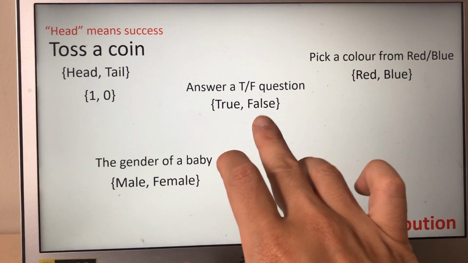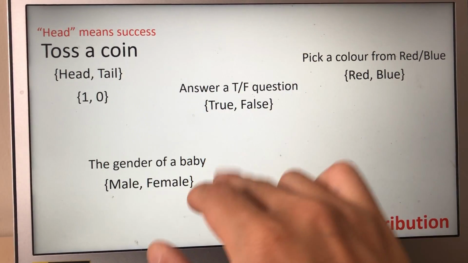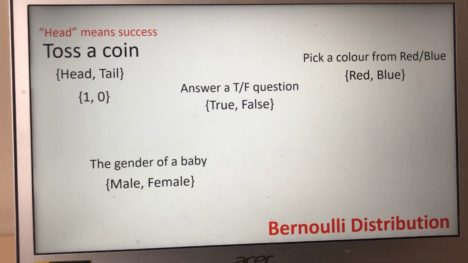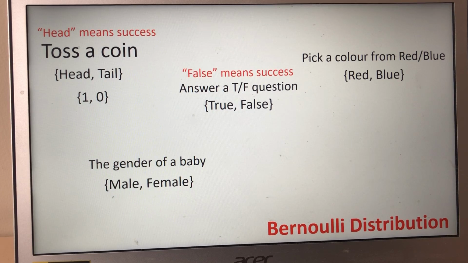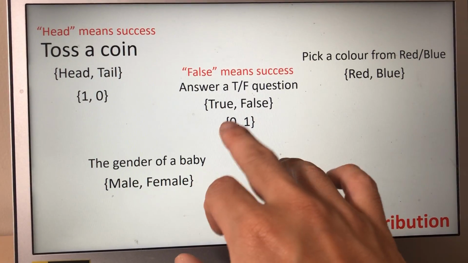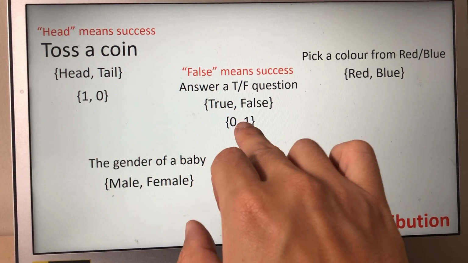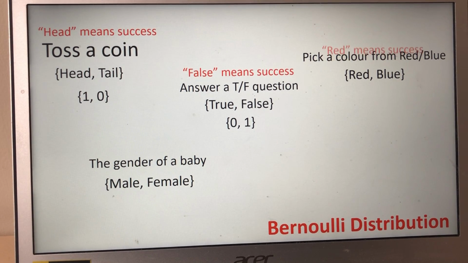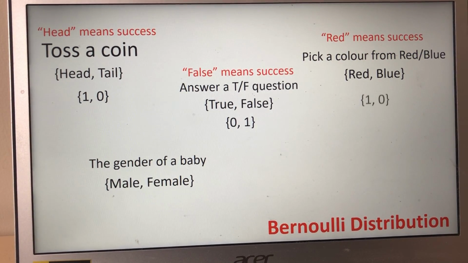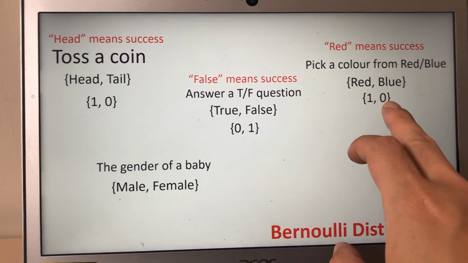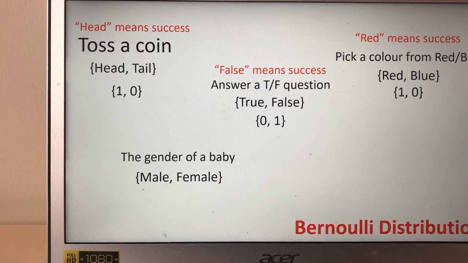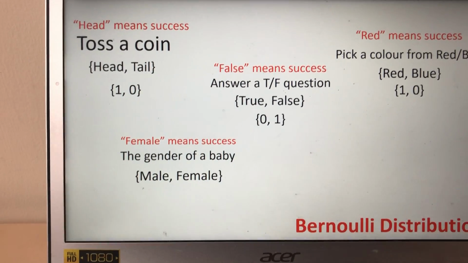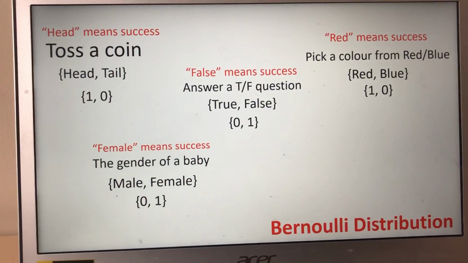So when you answer a true or false question, it depends on which one you are looking for, true or false. So if you want to have a false, then false means success. Then the sample space is 0 and 1. 0 means true, 1 means false, because 1 is success. To pick a color, if I want red, then red means success. So this is the sample space. And for the gender of a baby, if you want to have a baby girl, then female means success. And the sample space is 0 and 1. All right?